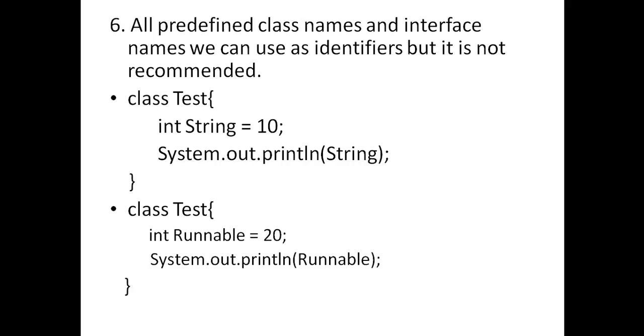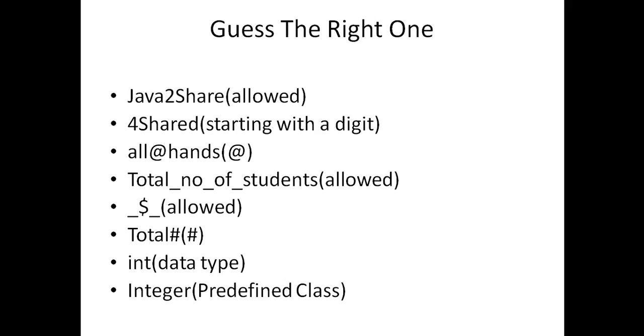So what's an identifier? Identifier is a name in Java. It can be a name of a class, method, variable or a label name. There are certain rules which we have already seen. Now we'll finally look at some examples. You have to identify which ones are correct and which ones are not. Let's have a look at it.